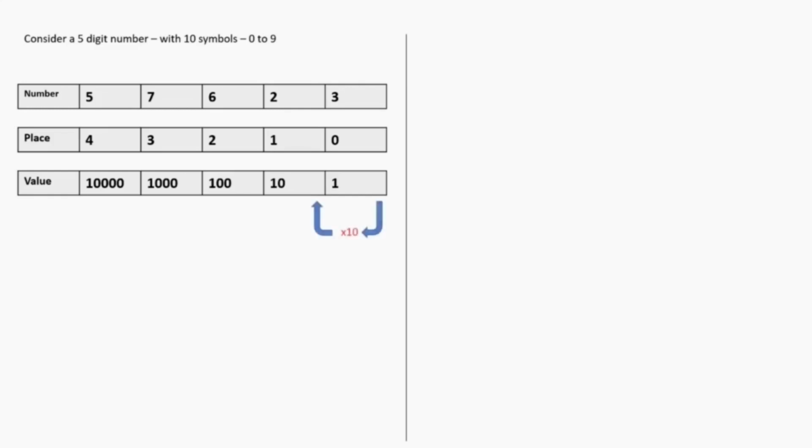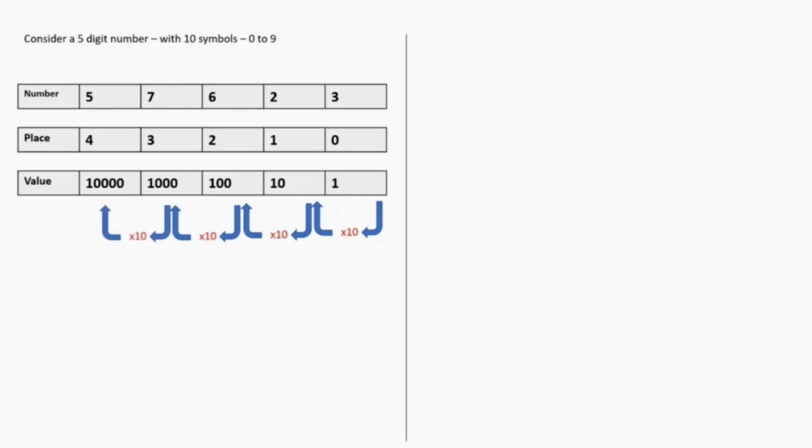Okay, right. So now what happens? What we spoke, we are writing it here. Place value 1 multiplied by 10 gives you the place value of the second place. Again multiplied by 10 gives you the next place value. Again multiplied by 10 gives you the next place value.